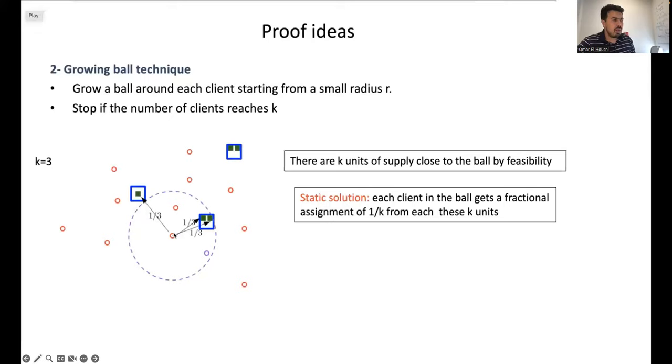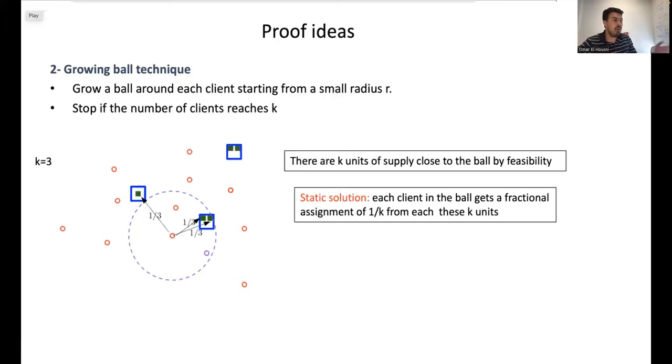And this is a very important idea. In order to make the assignment static, we make the assignment first fractional, such that a client only takes 1 over k from a unit. Why? Because if there are other clients in the same scenario and they're also taking 1 over k, it's fine. But if a client is taking a full unit, then if there is another client close to that unit, that unit is gone. So here, instead of going always to one facility, you could go to many facilities and take only 1 over k unit. But the problem that could happen is that in order to find k facilities where you will take 1 over k from them, you might go very far from that ball. So we need to control the size of the ball.